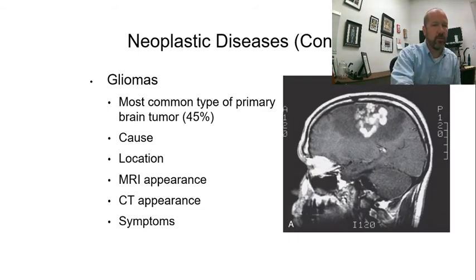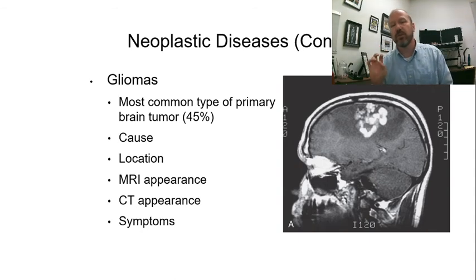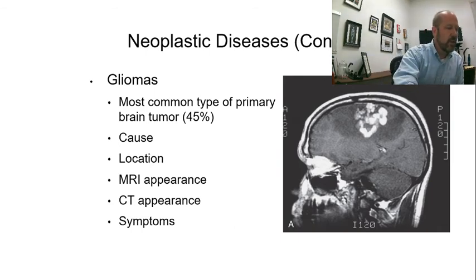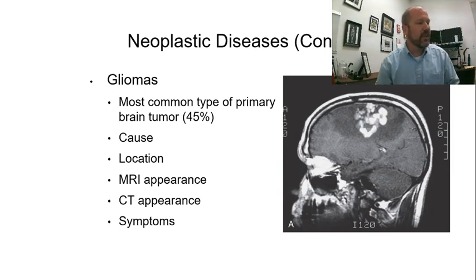So here's a glioma. This is the most common type of primary brain tumor. About 45% of all primary brain tumors are gliomas. Gliomas are derived from glial cells, and we're still debating the exact classification for them. But several factors have been identified as having to do with the development of gliomas.